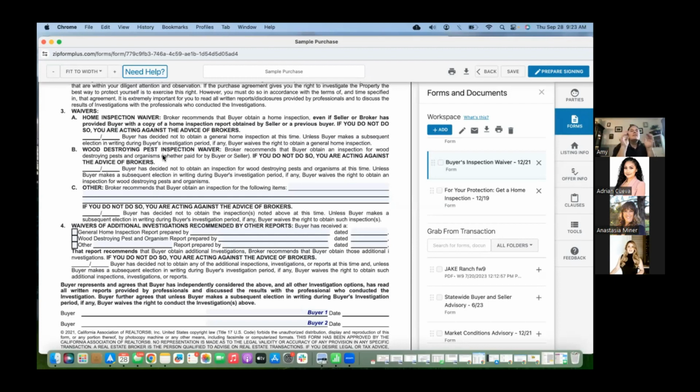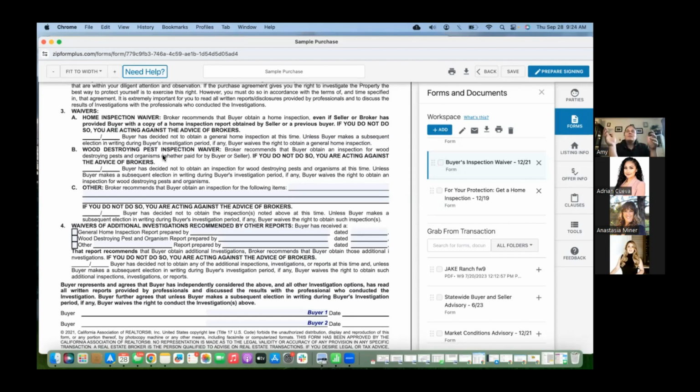A wood destroying pest inspection, or what we can consistently call a pest inspection, only looks for wood destroying pests. It is not looking for bats, rats, or mice. It's just looking for wood destroying beetles, dry rot, water damage, things like that that are going to damage the structure of the property. So just kind of keep that in mind.